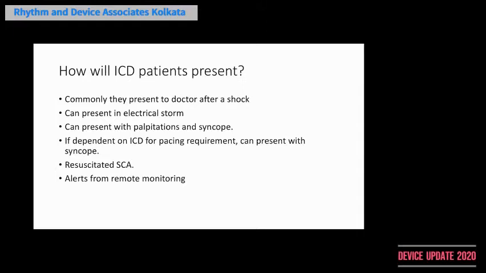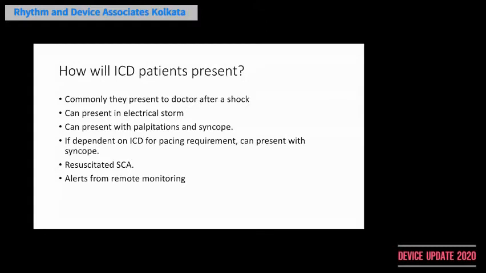Another possibility when an ICD patient will land up to a doctor is when he presents with an electrical storm. If you have 3 or more episodes of VT-VF in a single day, that is defined as an electrical storm. When a patient presents with an electrical storm, recurrent shocks, he will land up to you. Either he may need an external cardioversion if the ICD battery is over, or he may have some battery charge left before he lands up to you.